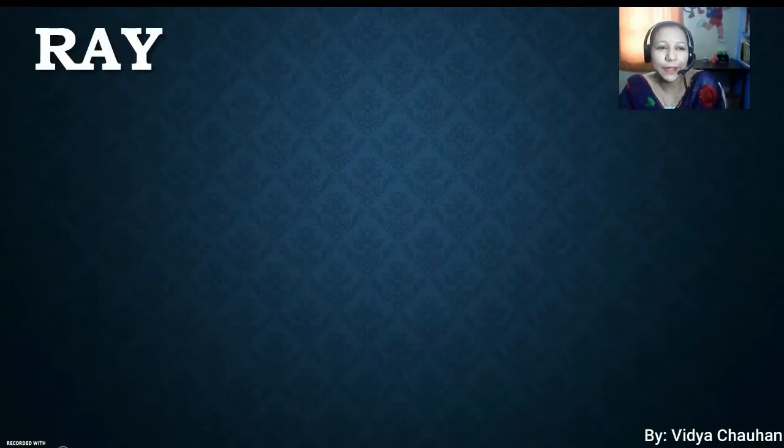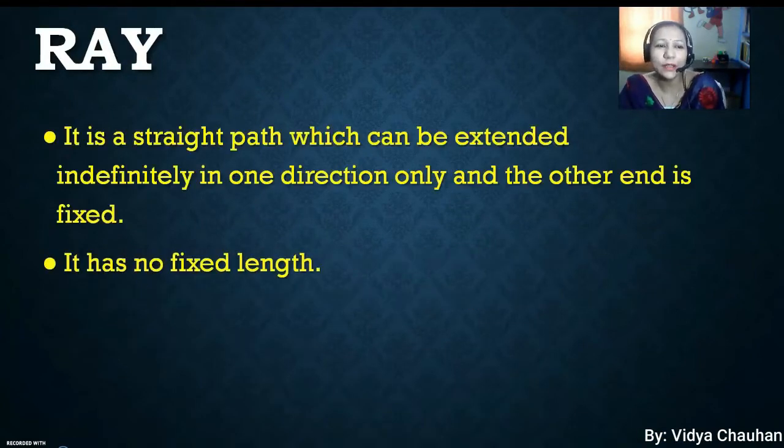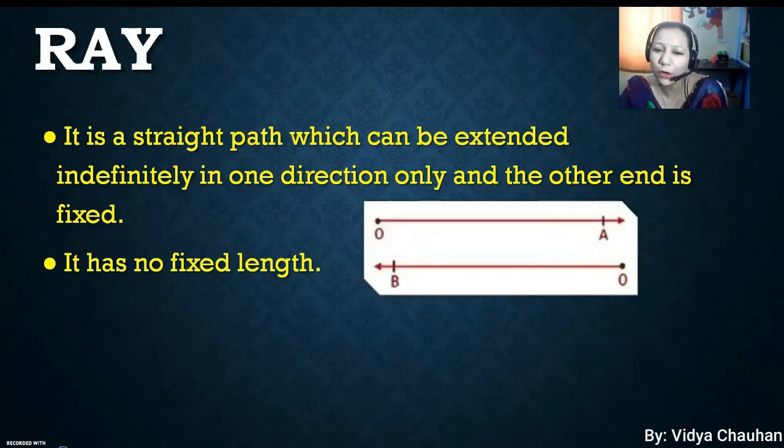Next, we move forward with the next term, which is ray. So after point and line, let us see what a ray is. It is a straight path which can be extended indefinitely in one direction only. Like a line can be extended in both directions, we can extend a ray in only one direction, and the other end is always fixed. It has no fixed length because it can be extended from one side. One side is fixed, but the other side you can extend as per your choice.